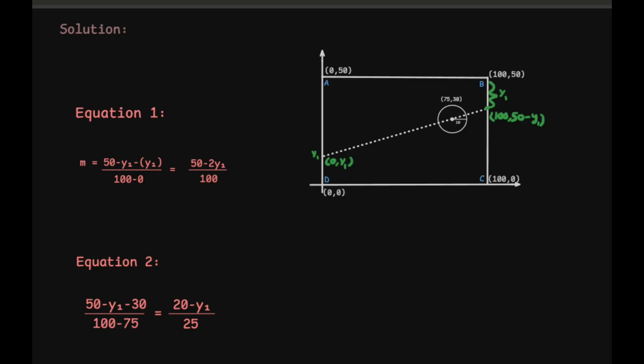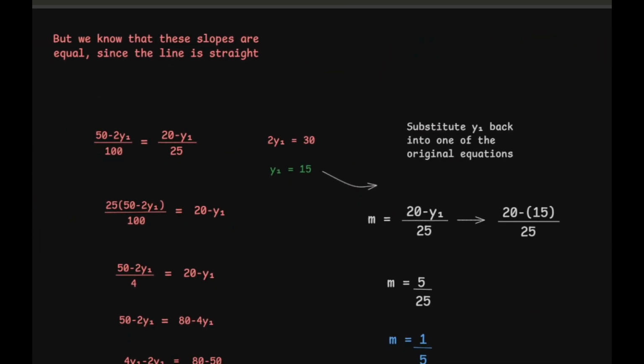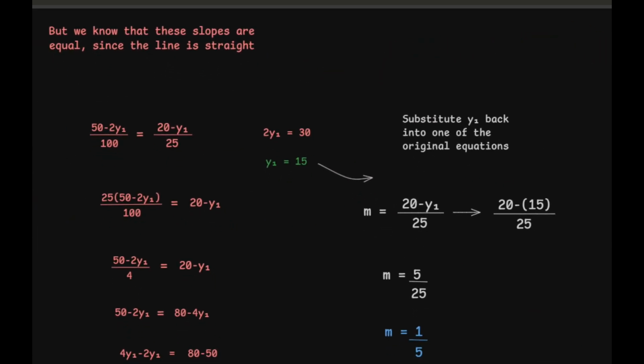And for the second equation, all I did was take this point and find the slope. So that would be 50 minus y1 minus 30, which is the center of the circle, over 100 minus 75, which gives us (20 minus y1) over 25, which is equal to the slope of this segment right here. But since the line is straight, the slopes have to be equal. So we can equate these two equations.